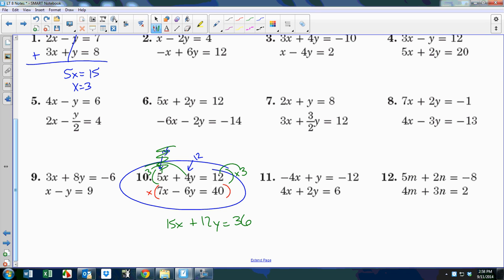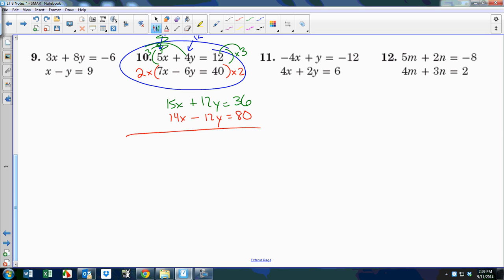times something to make a 12y in the middle, but I also want it to be negative. I'm going to have to multiply by 2 in the second equation because there's already a negative in front of that y. So 2 times the 7x would make 14x, 2 times the negative 6 would make negative 12y, and 2 times the 40 would make 80. And that would be your step 1 because now when you add these two, the y's cancel.